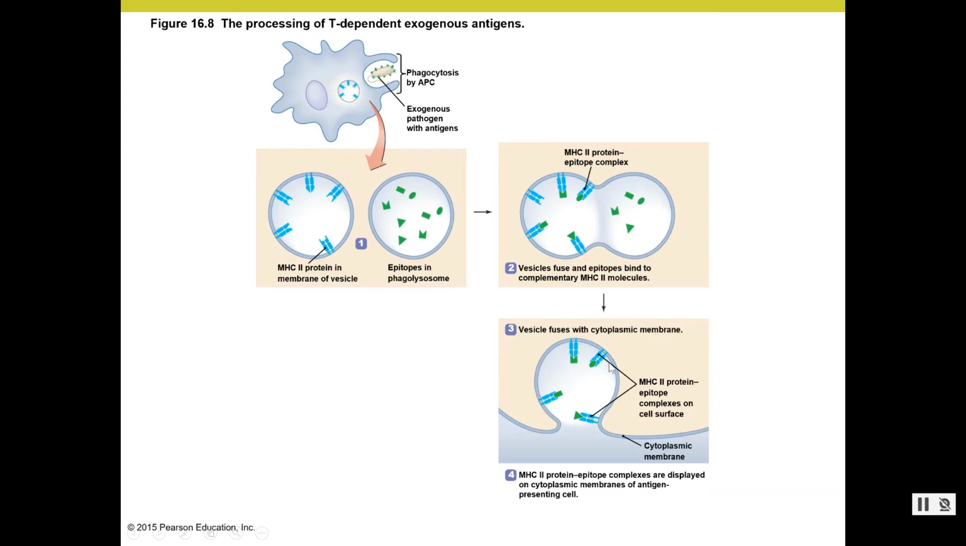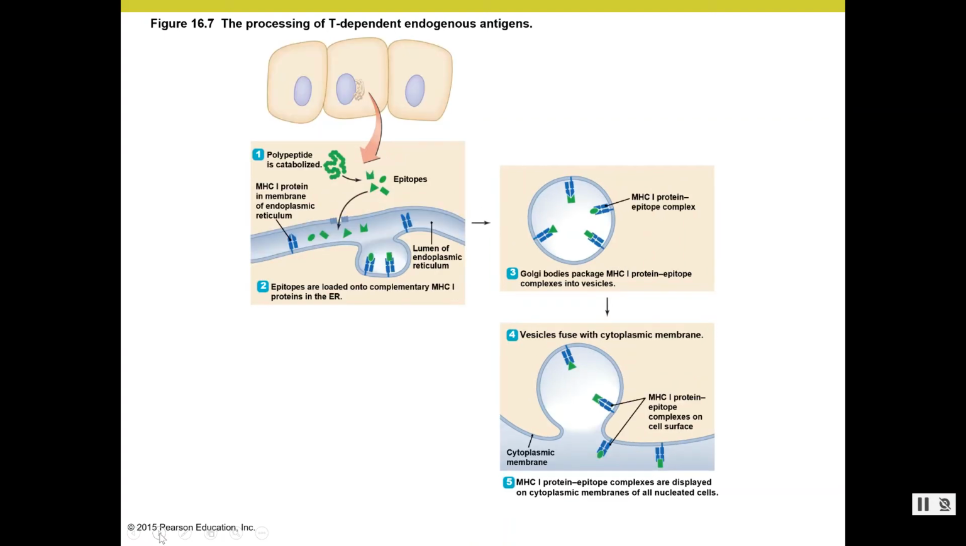Now we know the last step of phagocytosis is exocytosis, elimination. So they're coming out here. It will fuse with the outer membrane, and now I have on the outer membrane of my phagocytic cells my antigens presented on an MHC class 2. Same thing happens with a class 1, or a very similar thing.